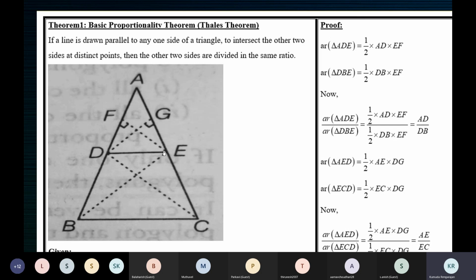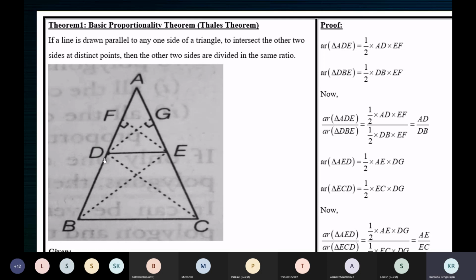From E, there can be only one line segment that's perpendicular to AB. You cannot draw from E something perpendicular to DB like this. This is one line segment AB. From E, there can be only one line segment that is perpendicular to this full side AB. So whether you're looking for altitude on AD or DB, it should fall from the opposite vertex E, and that is EF.